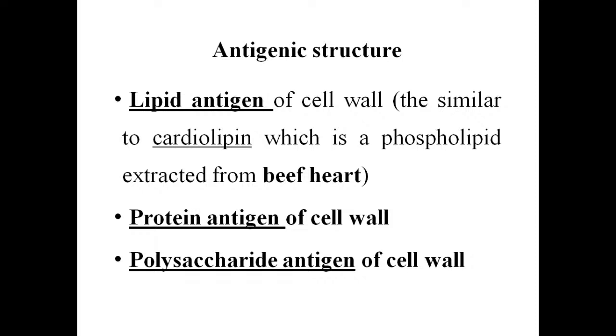Antigenic structure. Antigenic structure of Treponema includes three main antigens. The first one is the lipid antigen of the cell wall. This antigen is similar to cardiolipin, which is a phospholipid extracted from beef heart.